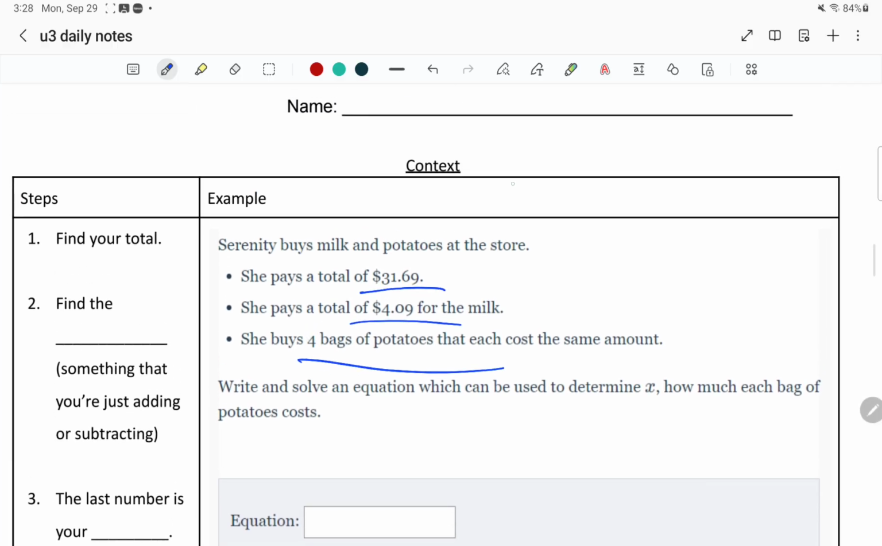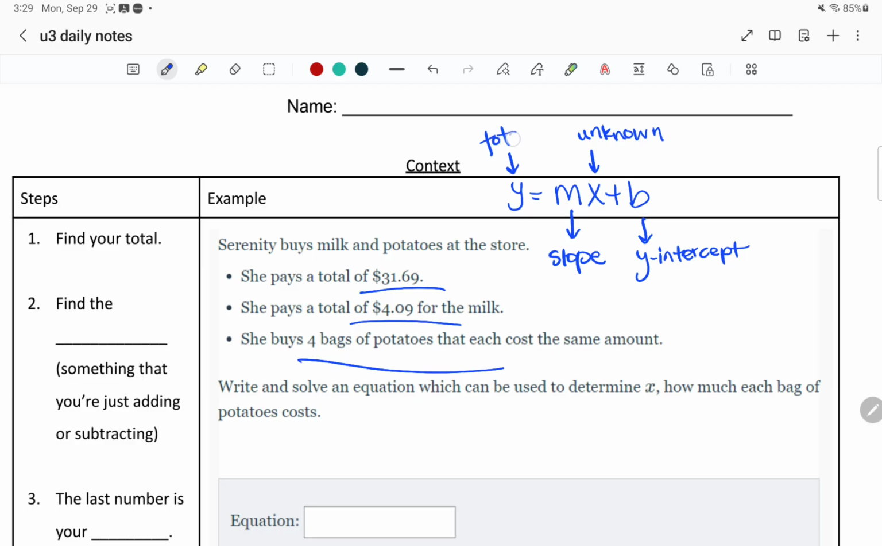First things first. All of your problems today will be in the form y equals mx plus b. Hopefully that feels super familiar. Where m is your slope, b is your y-intercept, and then today x is your unknown. X is what you're going to be solving for every time, and y is going to be your total.